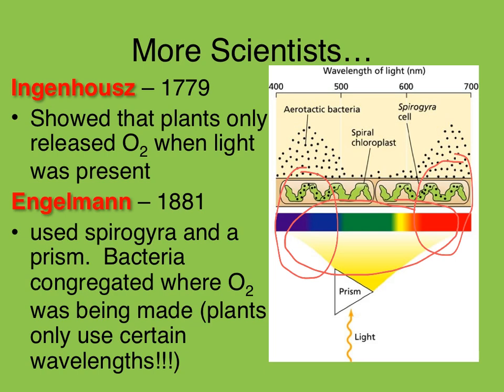And how did he check that? He used bacteria that consumed oxygen, and those bacteria clustered around those areas where the red lights and the blue lights were shining, which were obviously areas of the most photosynthetic activity. So by this point, scientists are beginning to get a really good understanding of this process of photosynthesis.